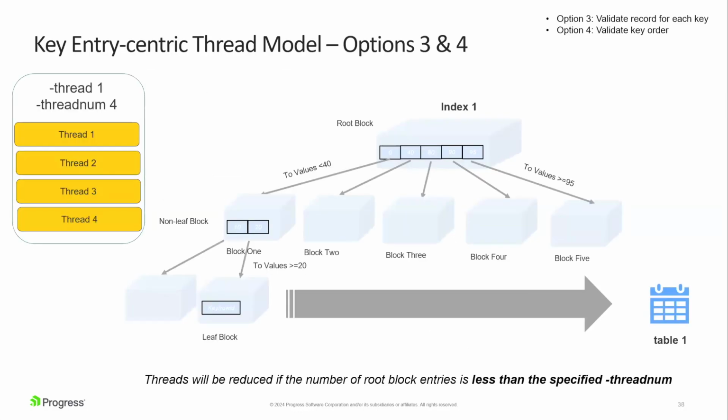This is the thread model for options 3 and 4, which are dealing with validating index keys. So it's a key entry centric model. And basically, we're showing how the index is split amongst the threads. So in this case, we used a thread num of 4. Based on the values of the root block entries, the non-leaf blocks will be assigned to different threads, which will then be validated by the utility in parallel.